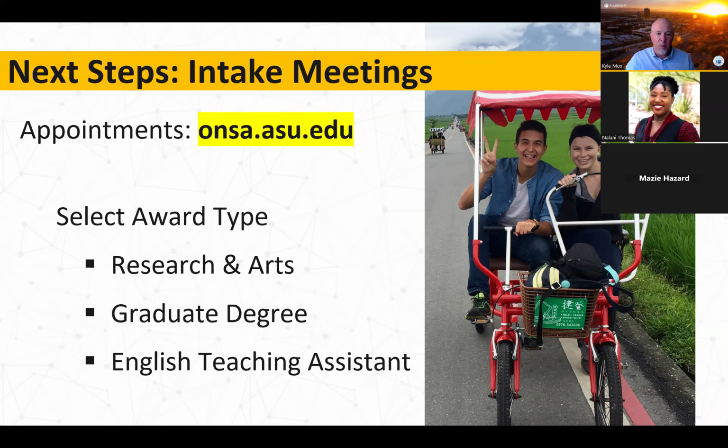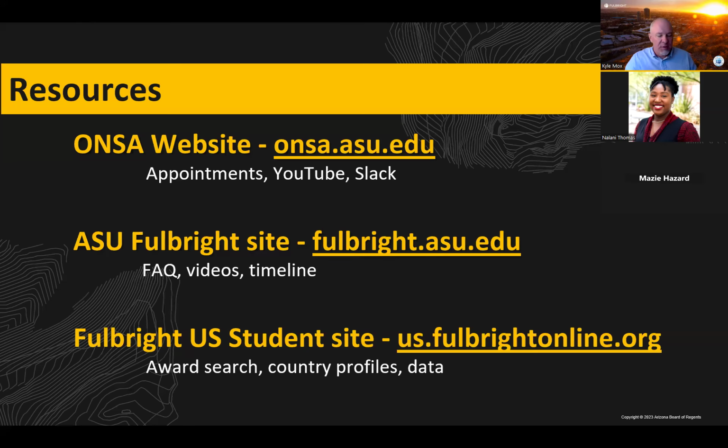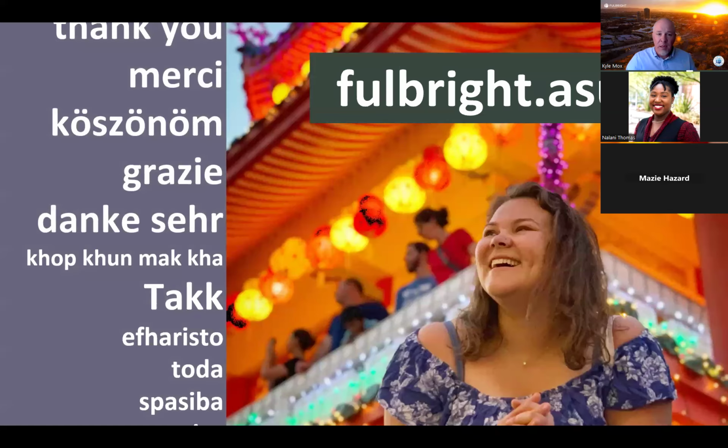Once you've had that step one meeting, you'll get further instructions as to what to do next, and that would include opening an application and scheduling your step two meeting. Our website, of course, is a great place to go to access our YouTube page and schedule appointments. fulbright.asu.edu actually lives right on that same page, but the Fulbright page on the ONSA website has up-to-date information about our timeline, FAQs, things like that. And again, the Fulbright online.org site is the end-all be-all of everything that you need to know about the program this cycle.